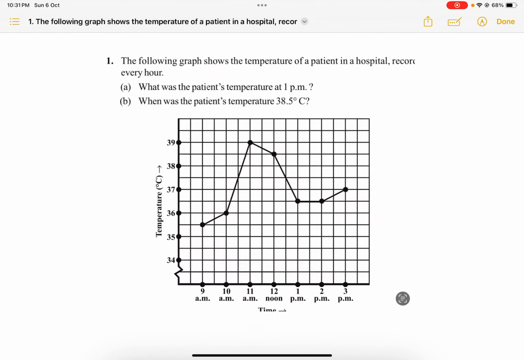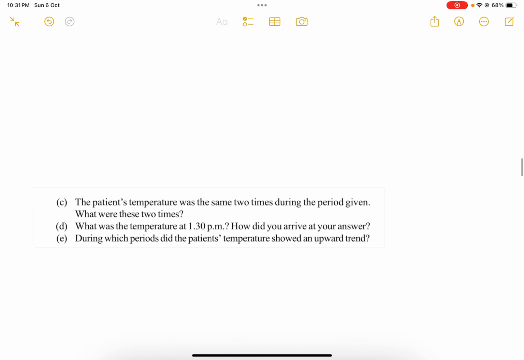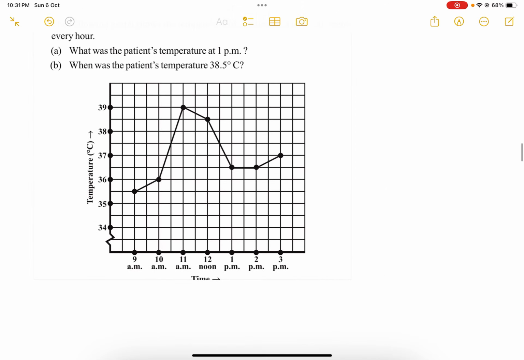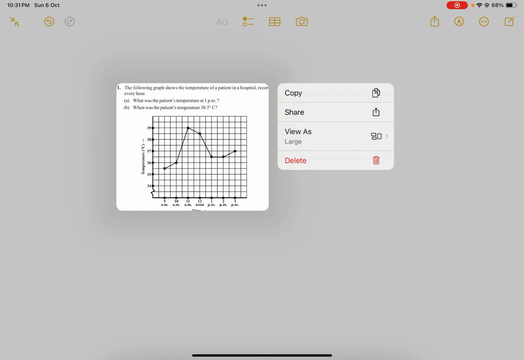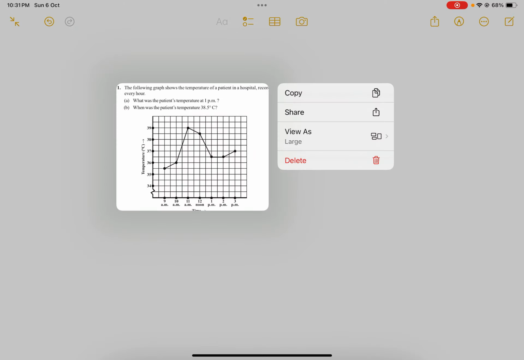So the next question. What was the temperature at 1:30 p.m.? So at 1:30 p.m., that means what? Now here it is at 1:30. What is the temperature now? How will you say this? That is the D question here, right? So A, B, C, D question it is. The point between 1 p.m. and 2 p.m. is 1:30.